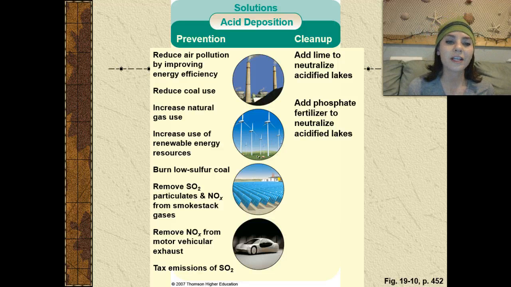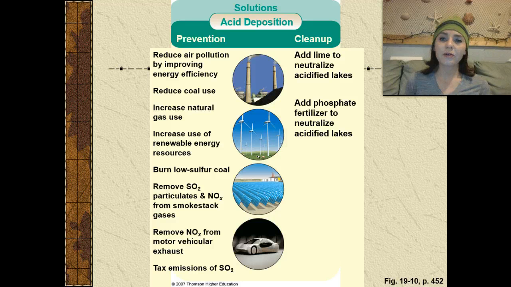We could increase the use of renewable energy resources. We could burn low sulfur coal. We could remove sulfur dioxides and particulates, as well as nitrogen oxides, from smokestack gases. We could remove nitrogen oxides from motor vehicle exhaust, and we could actually tax emissions of sulfur dioxide.